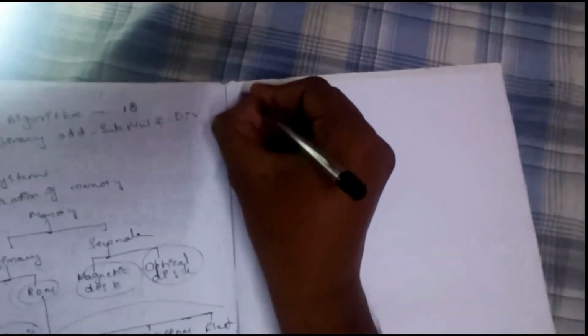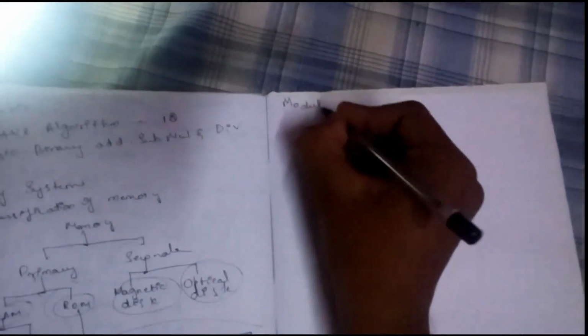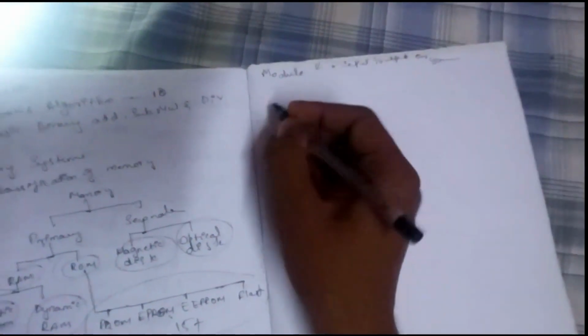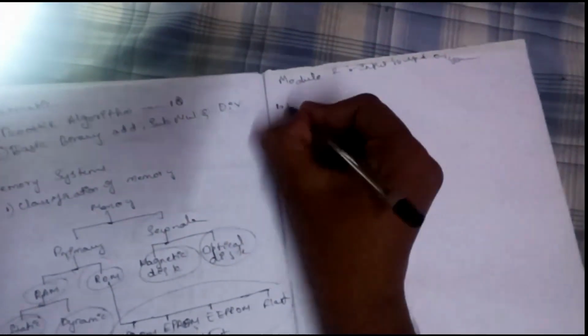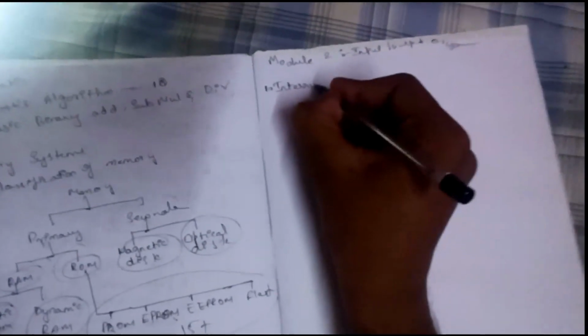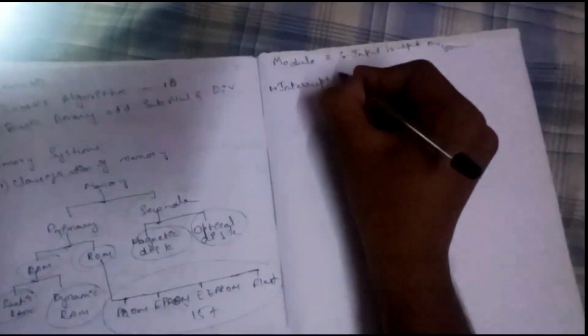Now, module 2. Module 2 is input output organization. If you are short of time, if you don't have time to study at the last moment, you can skip this module. It's a tough chapter, a tough module.